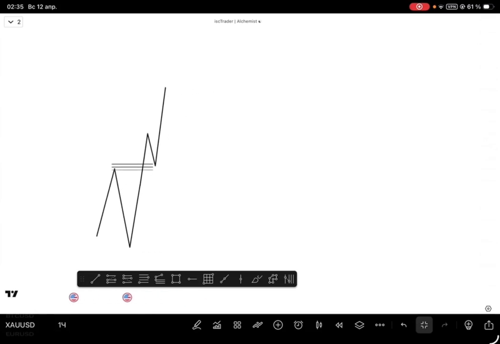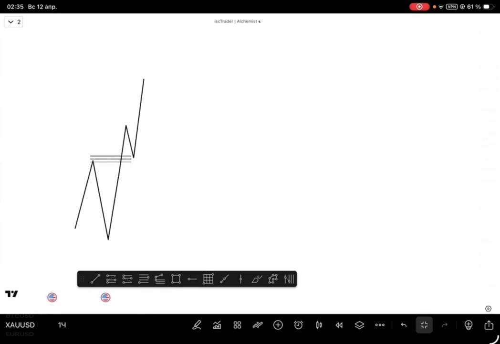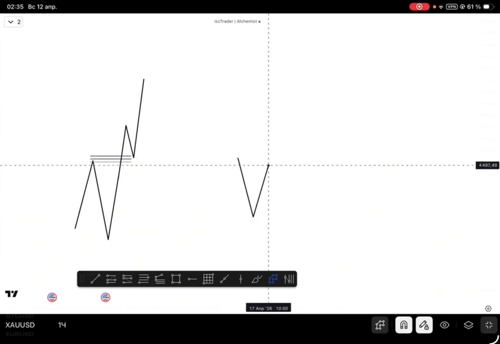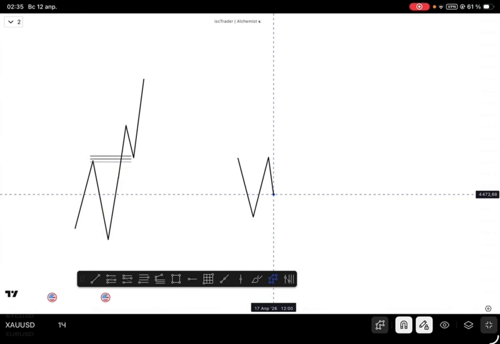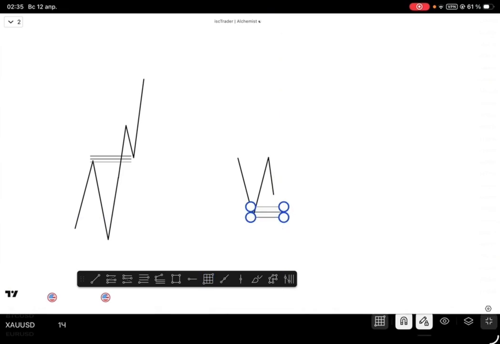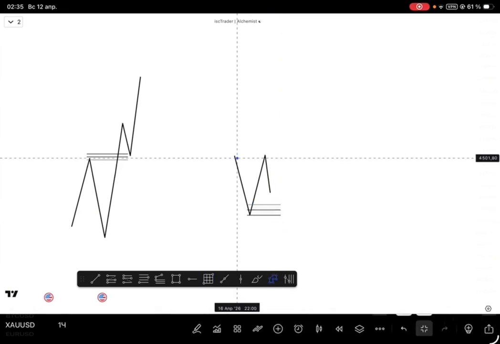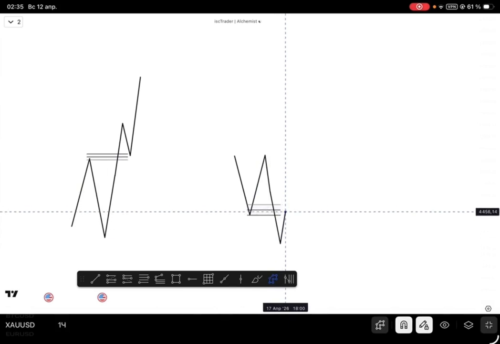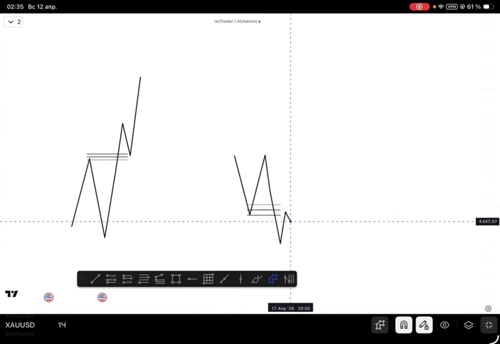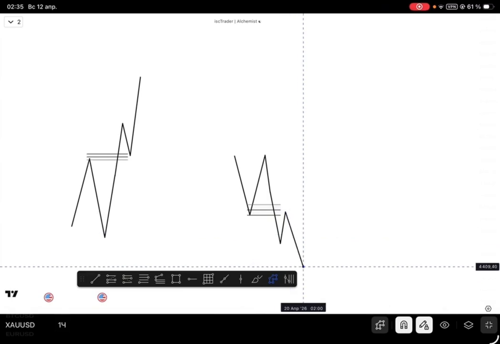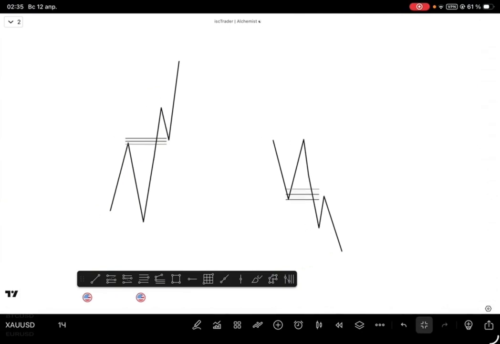Okay, the next one. Support zone, okay. If the market breaks out of our support zone, that zone is considered SBR. And after the market comes to our zone, we can enter sell trades again. SBR and RBS work in the same way.